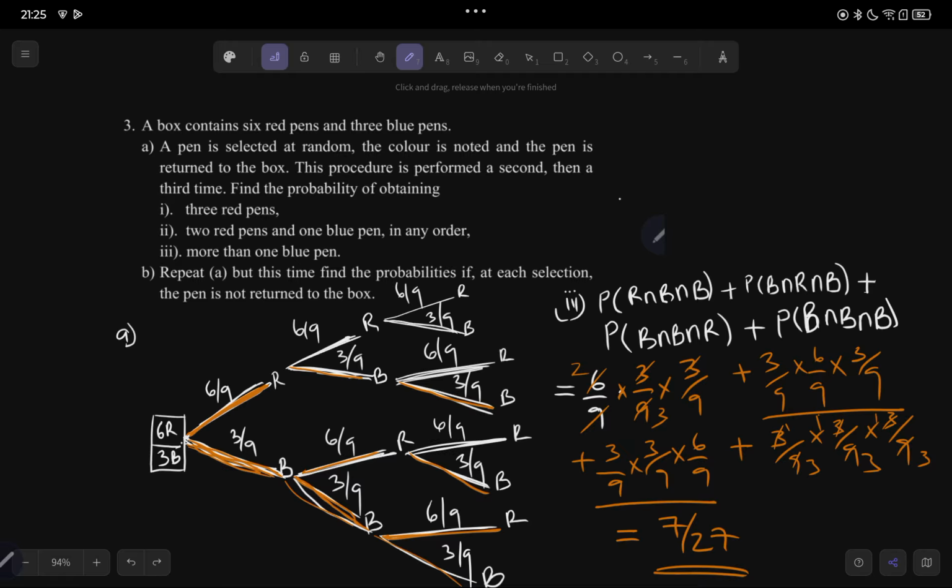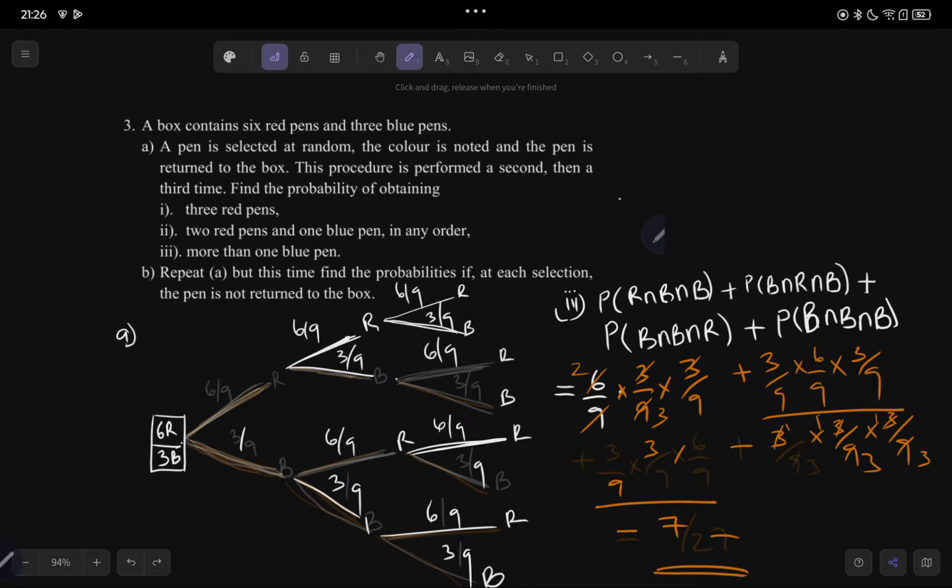Now, part B is very important. They are saying repeat part A, but this time find the probabilities if at each selection the pen is not returned to the box.